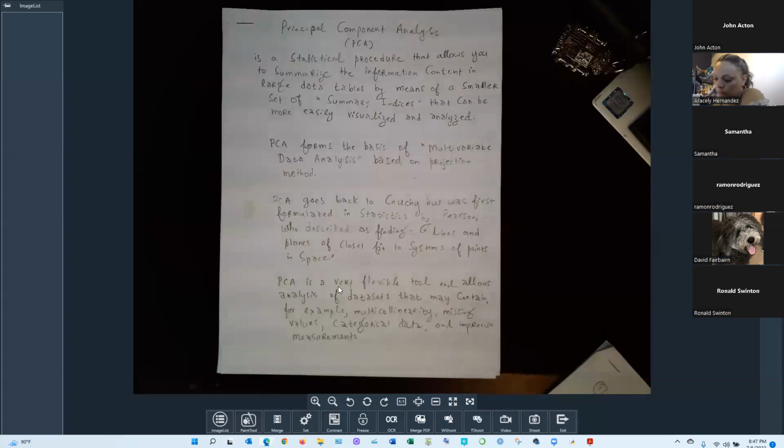PCA is a very flexible tool and allows analysis of data sets that may contain, for example, multicollinearity, missing values, categorical data, and even imprecise measurement. In this particular data set, you have multicollinearity. Multicollinearity means correlation among the independent variables. Sometimes you have missing values, sometimes categorical data, continuous data, it doesn't matter. In any form of data or imprecise measurement, we can still carry this out.